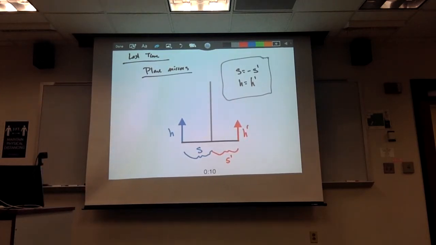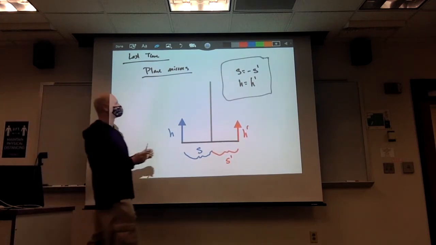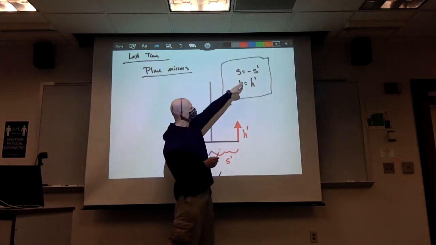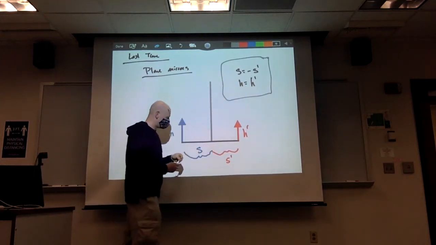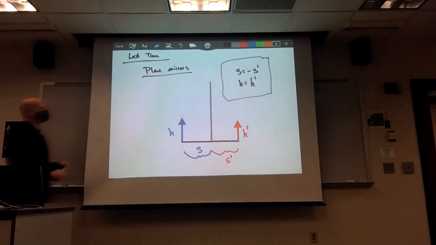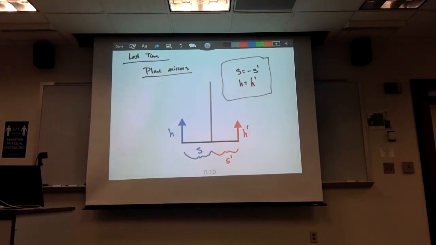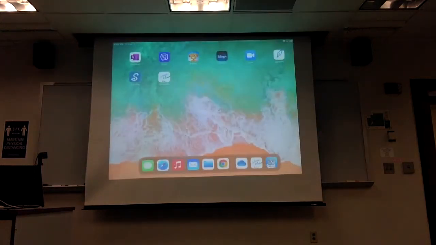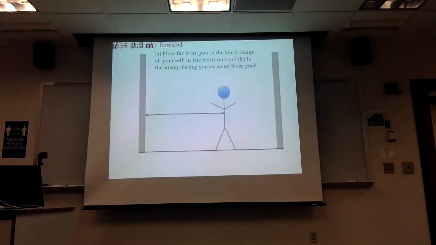What we noted was that all the angles were the same, so the triangles were the same, and therefore all these distances are the same. So all this says is that the image distance is equal to the negative of the object distance, where the negative sign just means it's on the backside of the mirror. And the height stays exactly the same. So that's our plane mirrors. Nice and boring.